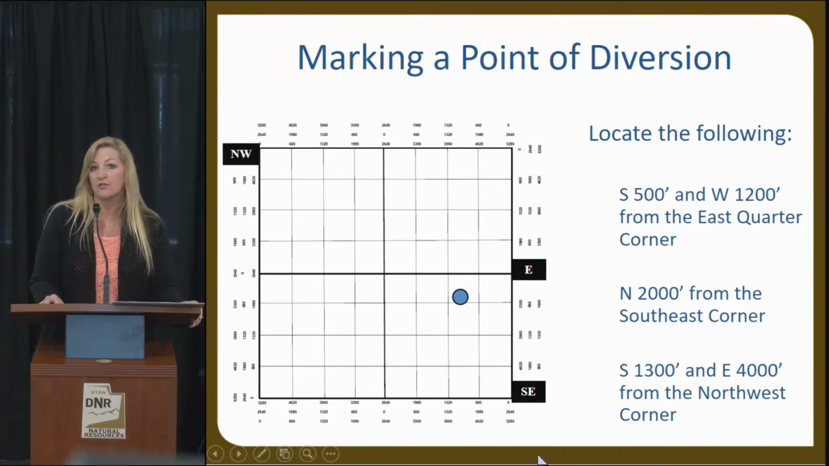So say we want to start at the southeast corner. We're going to go north 2,000 feet, and we're not going east or west. It's just going to stay on that township line. That will be our point of diversion. So say we're going to start from the northwest corner. We're going to go south 1,300 feet and east 4,000 feet. This will be your point of diversion. So when you're reading it, you start with the section corner, and then you're taking your measurements from there.